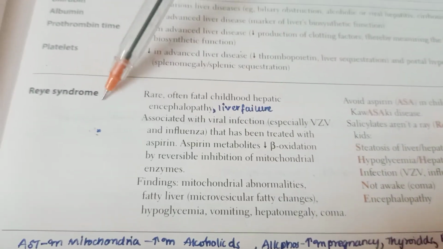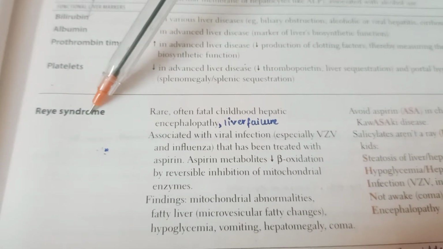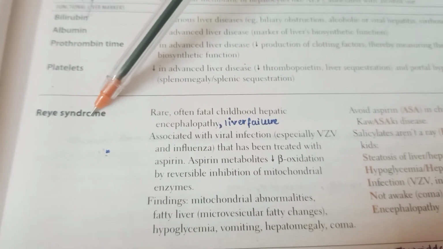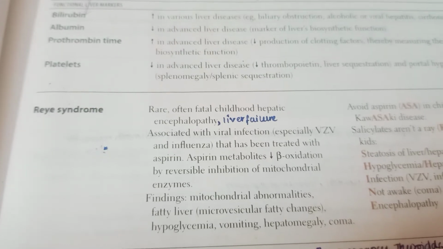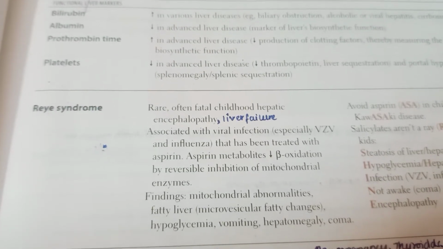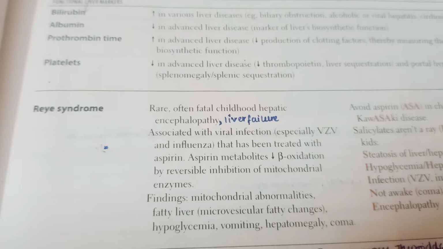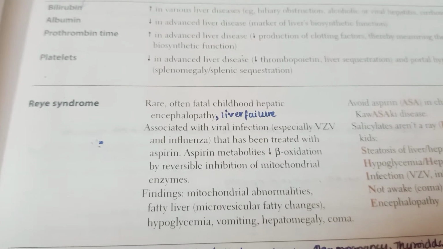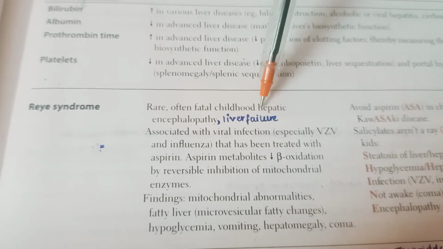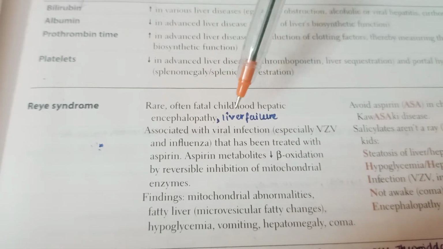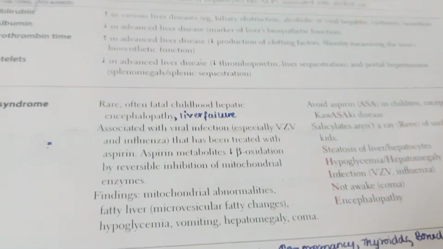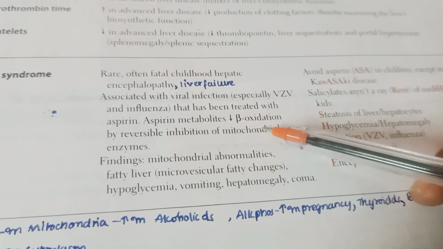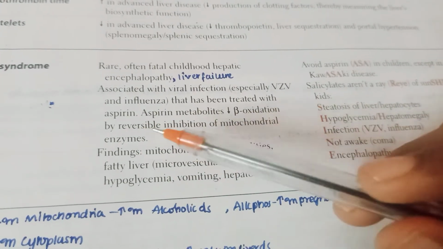Next, Reye's syndrome. It is seen mainly in children who take aspirin. That's why we should not recommend aspirin to children except in Kawasaki disease. In Kawasaki disease, children are having heart problems, so we give aspirin only there. But in other conditions, if we give aspirin, that will lead to Reye's syndrome in children. That is associated with fatal childhood hepatic encephalopathy and liver failure. Why does aspirin cause this? Its metabolite decreases beta oxidation by reversible inhibition of a mitochondrial enzyme.